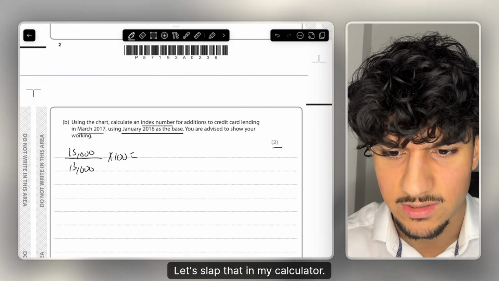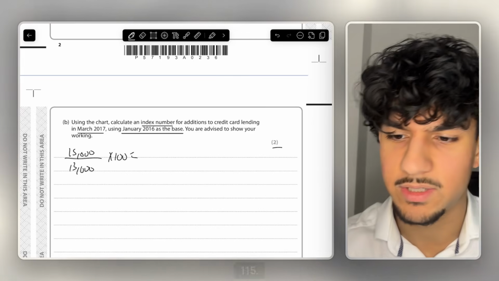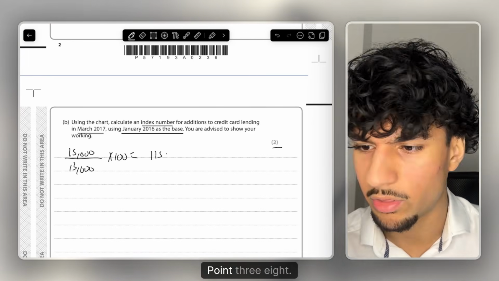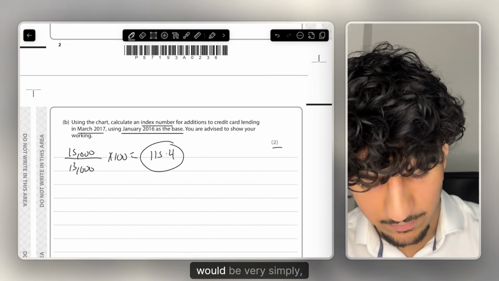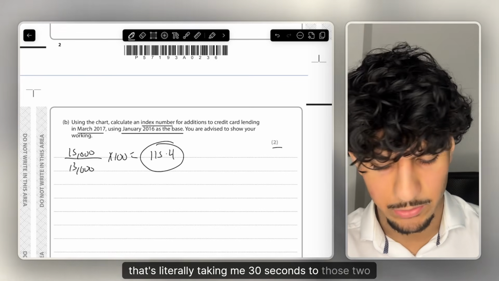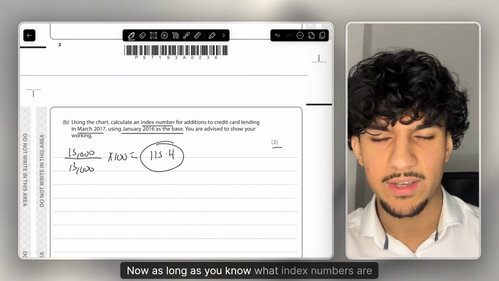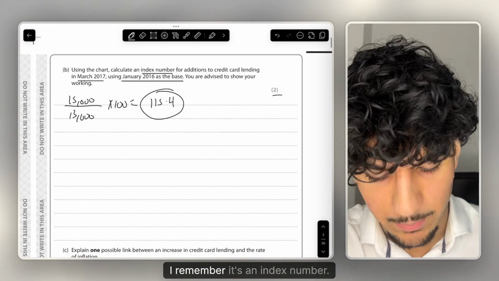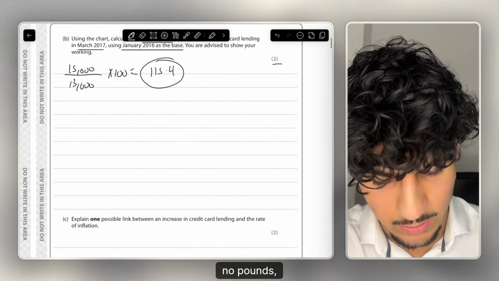Let's put that in my calculator. That has given me 115.38, so I'm just going to round that to 115.4. That's literally taking me 30 seconds to pick up those 2 marks, and we keep going now. As long as you know what index numbers are, very easy marks there. And remember, it's an index number, so there are no units needed, no pounds, nothing like that.